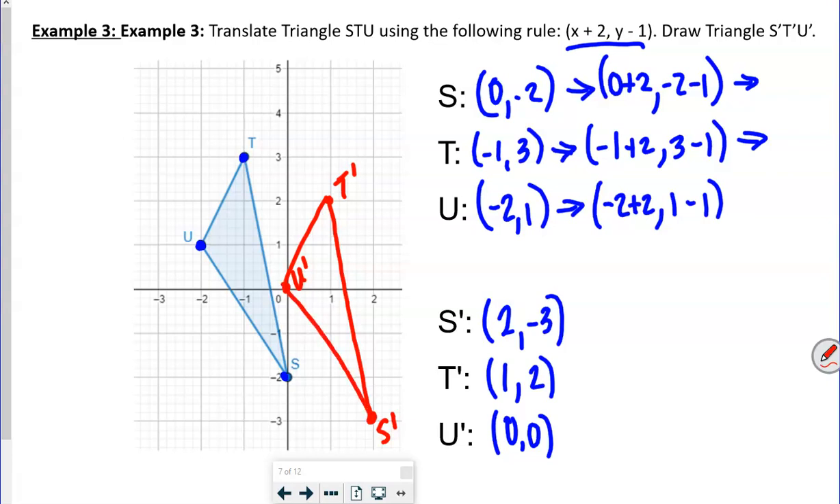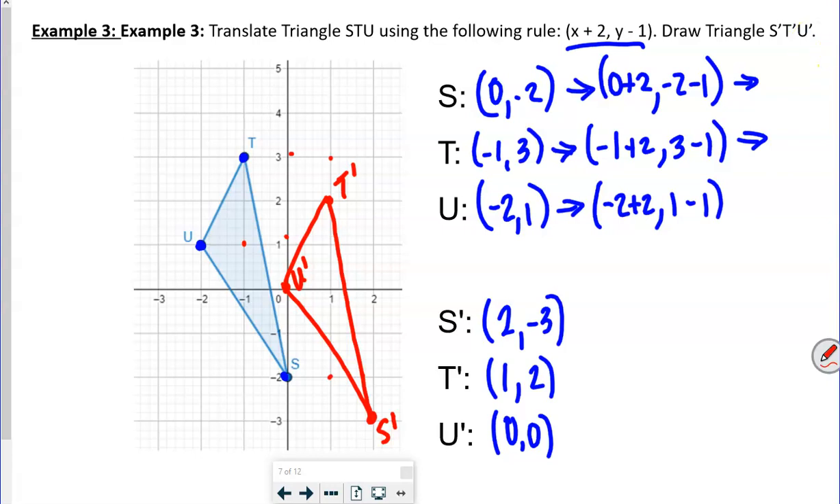And you can verify this by looking at these points. Did they move 2 to the right and 1 down? Did every point move 2 to the right? So let's look at U. 1, 2, 1 down, right? 1, 2, 1 down. Now see, the truth is you could have done this either way.